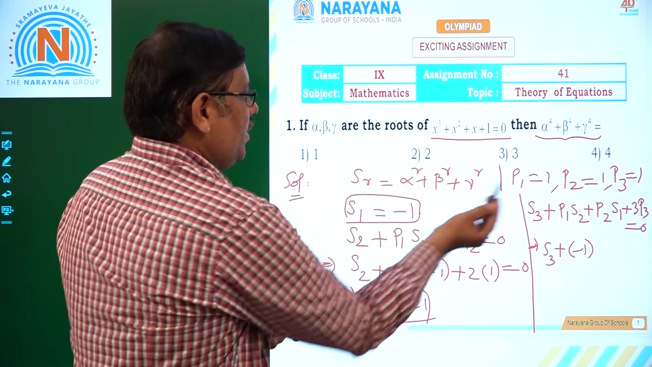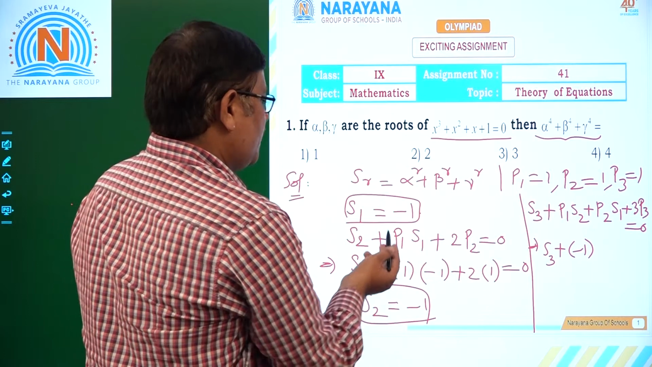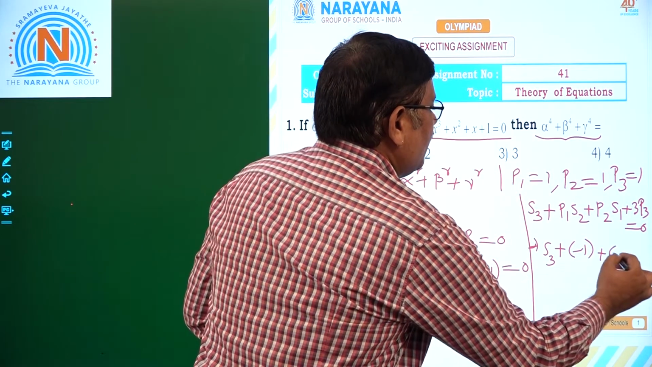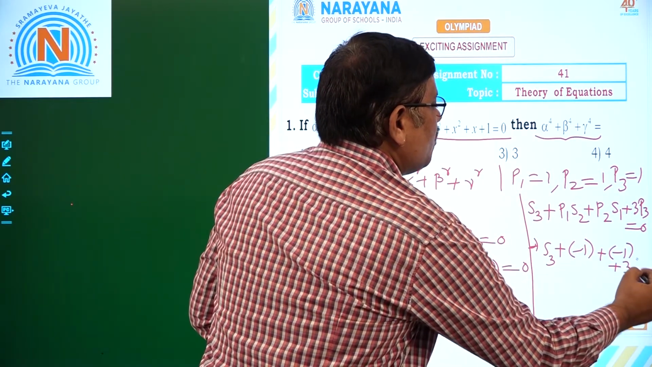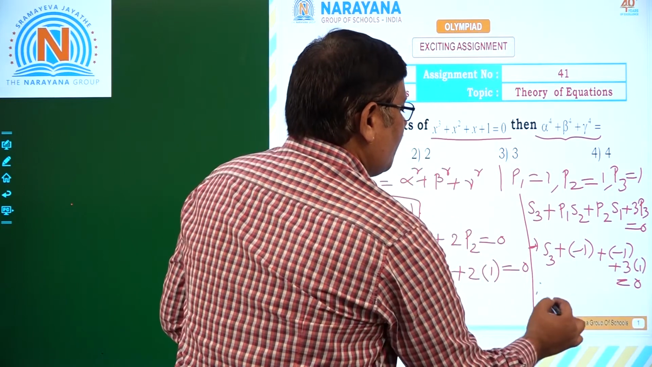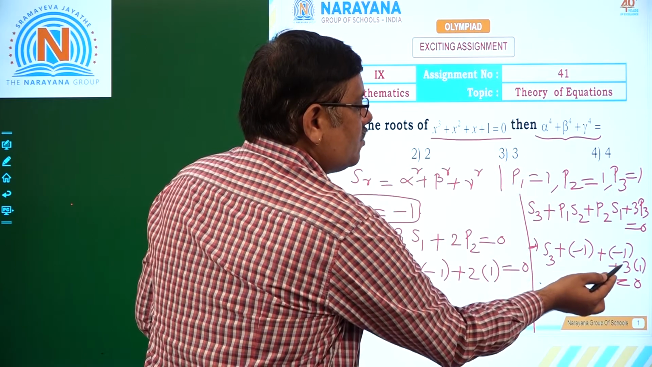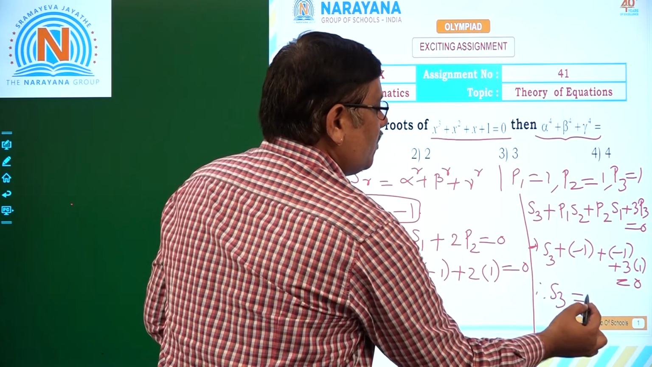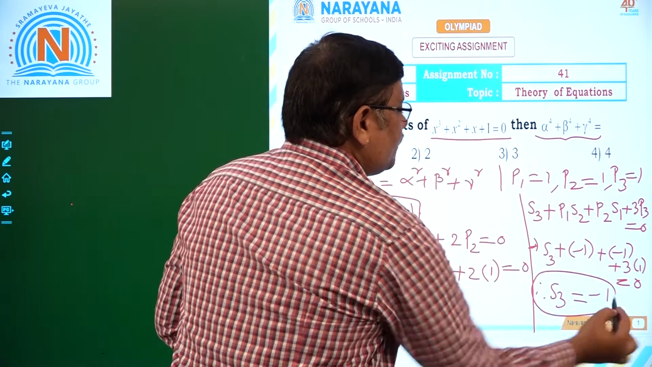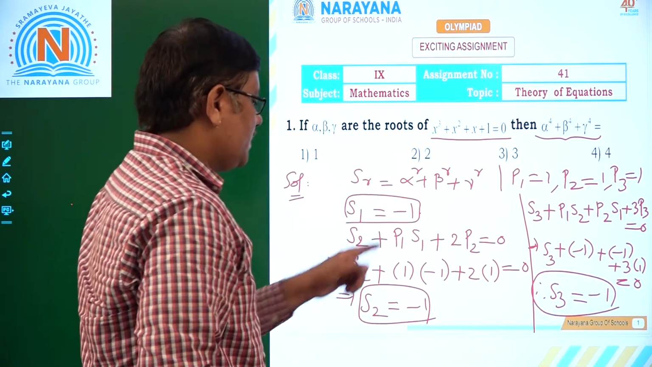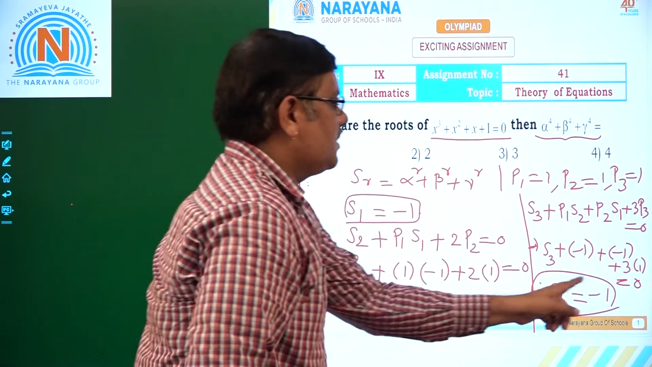Next P2. P2 is 1. P2 into S1, S1 is minus 1, so that is also minus 1. Plus 3P3, that is 3 into 1, that is 3. Therefore S3 plus minus 1, minus 1, minus 2, plus 3, that is S3 plus 1 equals 0. So S3 is also minus 1. So we have S1 as minus 1, S2 as minus 1, S3 as minus 1.